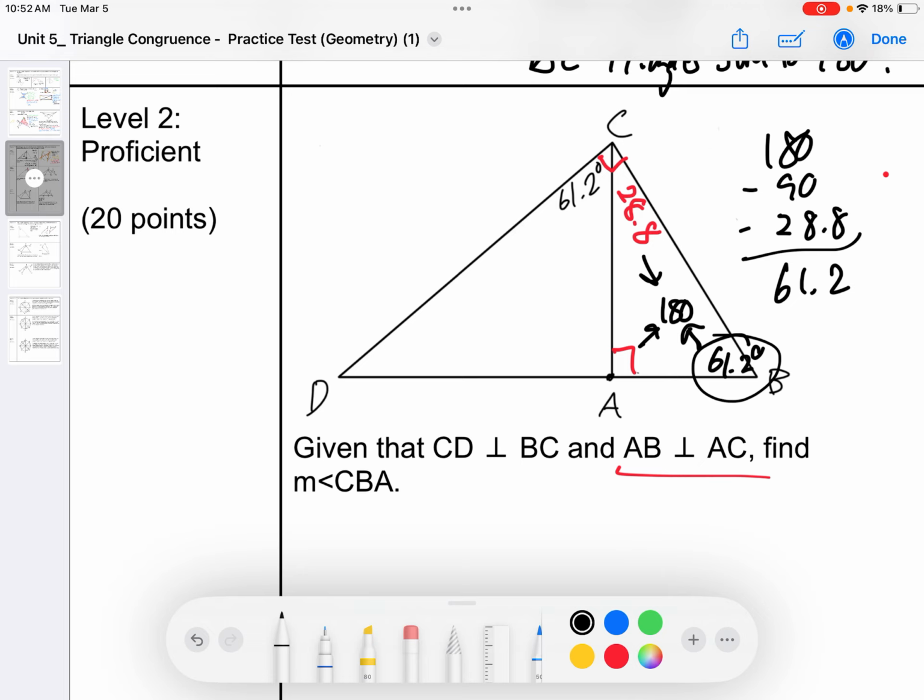Again, here's the chain of logic. This angle is 28.8 because it has to make 90 with this from this given. And then this angle is 61.2 because it has to make 180 with these other two angles.